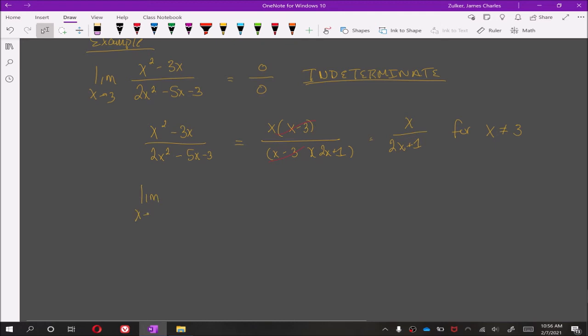So the limit as x approaches 3 of x squared minus 3x over 2x squared minus 5x minus 3 is equal to the limit as x approaches 3 of now this x over 2x plus 1. Plug in 3, we get 3 over 7.